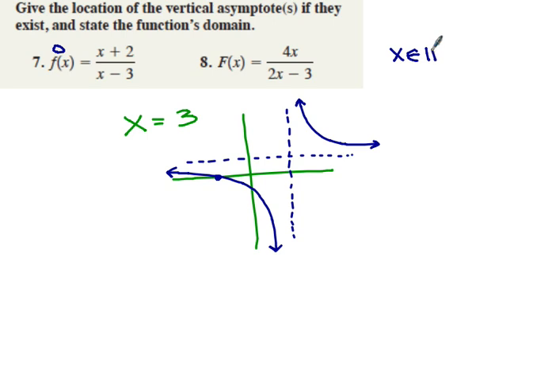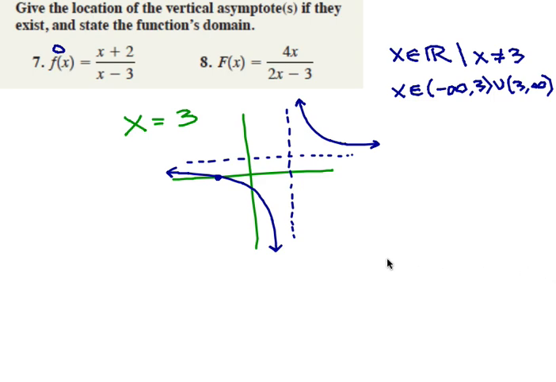There are a couple ways I'll let you describe this. X is an element of all real numbers where x is not equal to 3. You'll see that in other math books throughout, so you could write it that way. Otherwise, the interval notation that we're used to doing is from negative infinity to 3 unioned with 3 to infinity. Those would be the 2 acceptable formats.